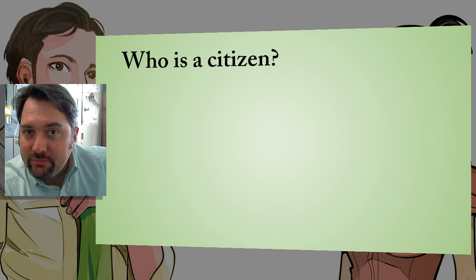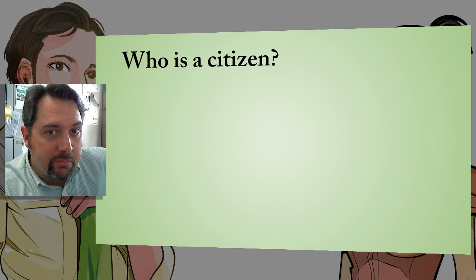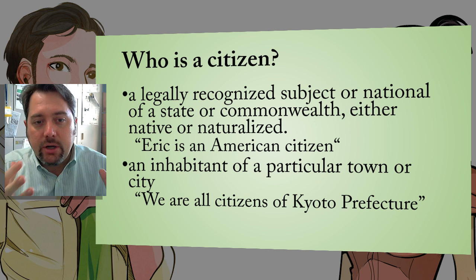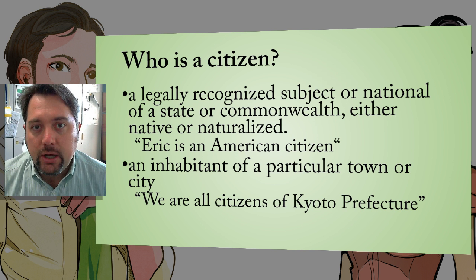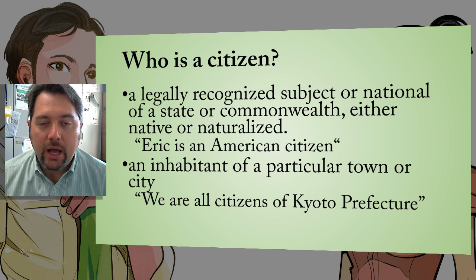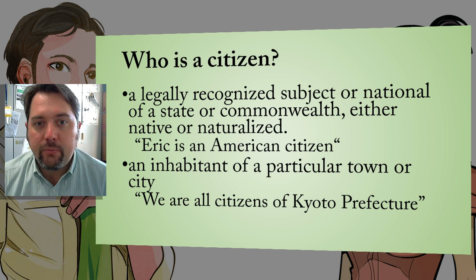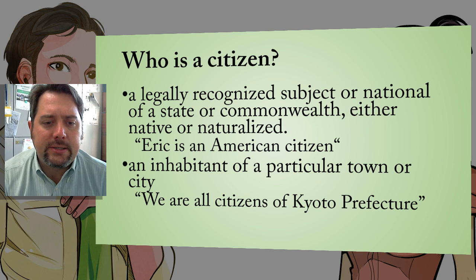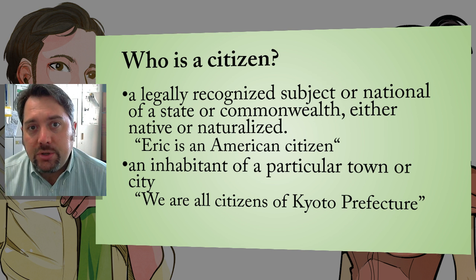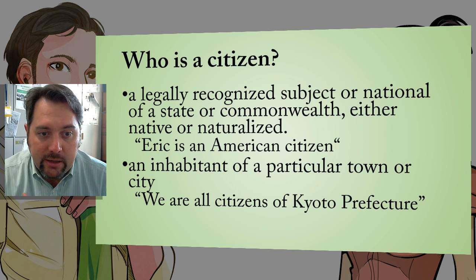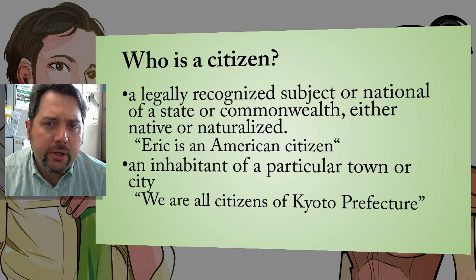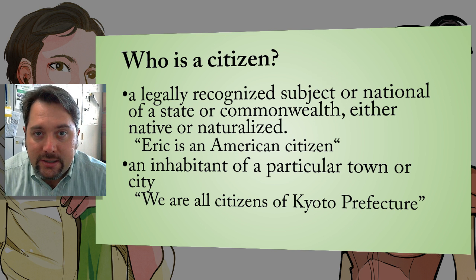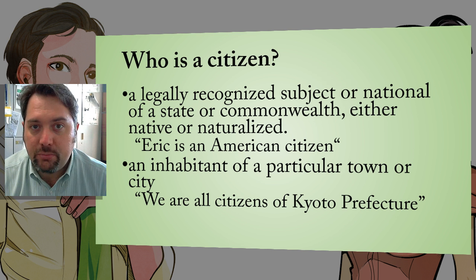So, who is a citizen? Well, a citizen is defined in a couple of different ways, but basically two different ideas are represented here. A citizen of a country is a naturalized citizen. I'm American. I have an American passport. Therefore, I'm an American citizen. But you can also think of a citizen as a particular responsible entity or individual in a town or any area, someone that pays taxes and is a part of the community. So in that sense, I am a citizen of Kyoto Prefecture.